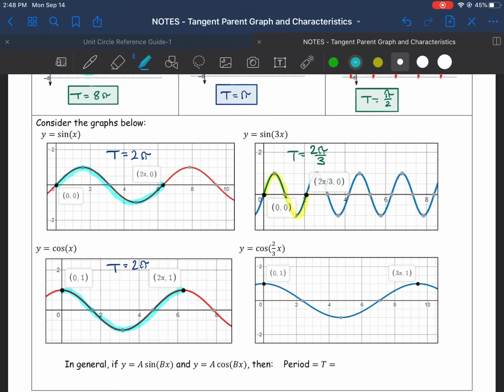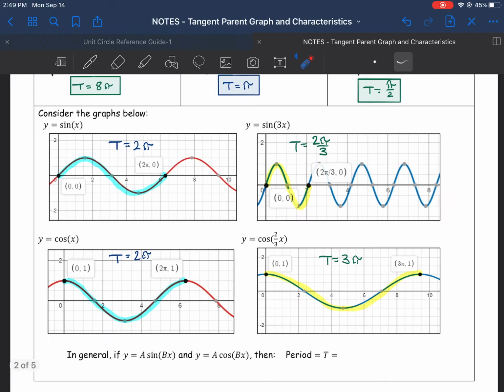And now let's go ahead and check what happens when we have y equals cosine of 2/3 x. So let's highlight one full cycle right there. The full cycle goes from 0 to 3 pi. So here our period is 3 pi. And once again, the only thing we changed: we had y equals cosine of x, and now we have y equals cosine of 2/3 x. So it seems that going from a 1x to a 2/3 x changed the period from 2 pi to 3 pi.